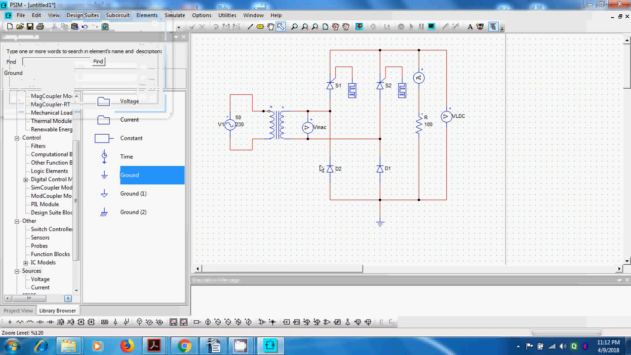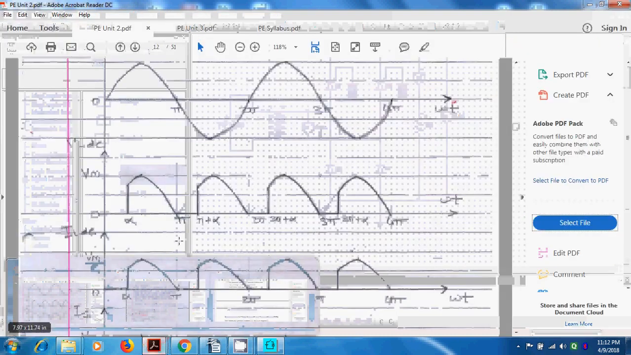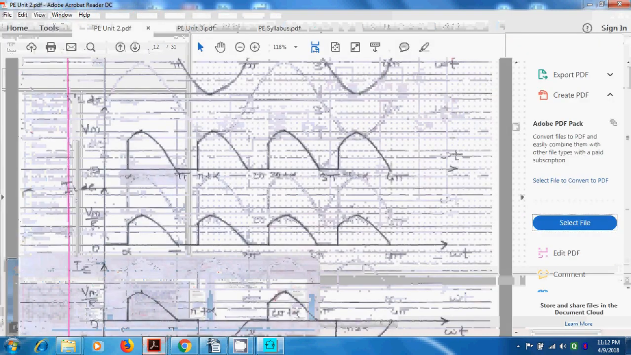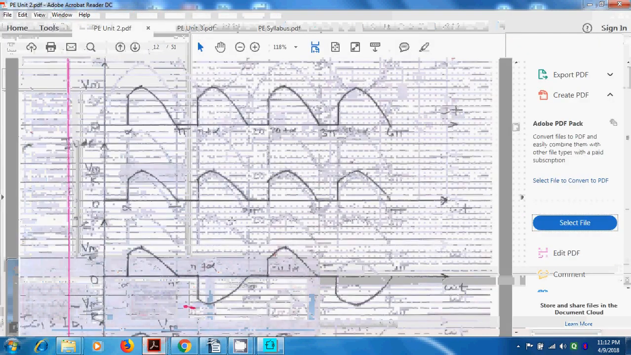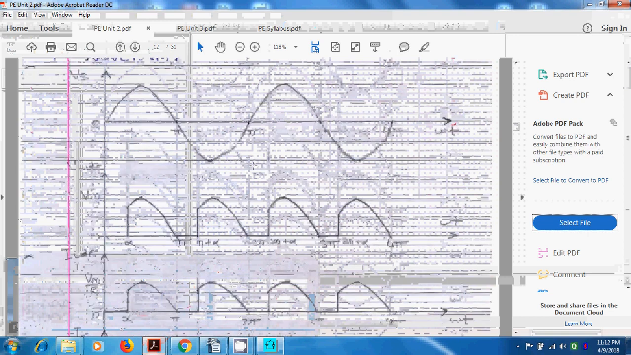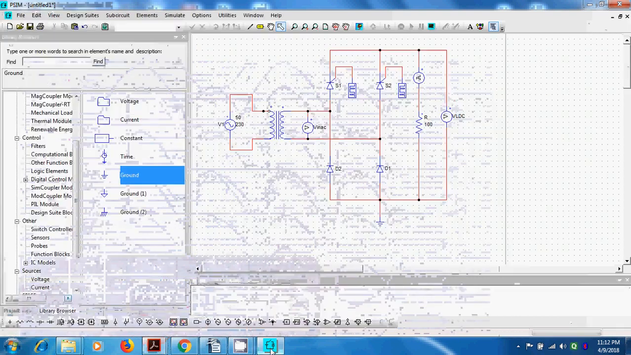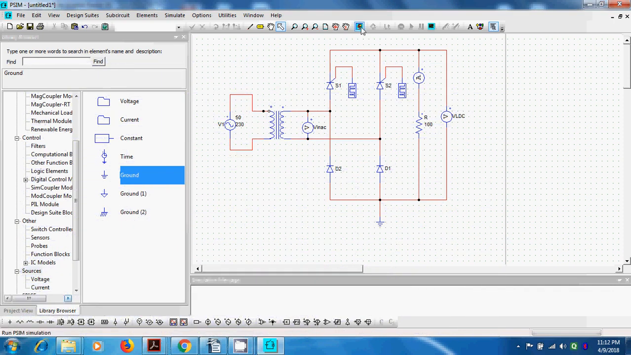So now I want to see the waveform, what shape it must look like. Similarly, this is for VLDC, and similarly, this is for ILDC. So these two waveforms are to be seen. This is a very important thing. First, second, and third. So for that, click run simulation.